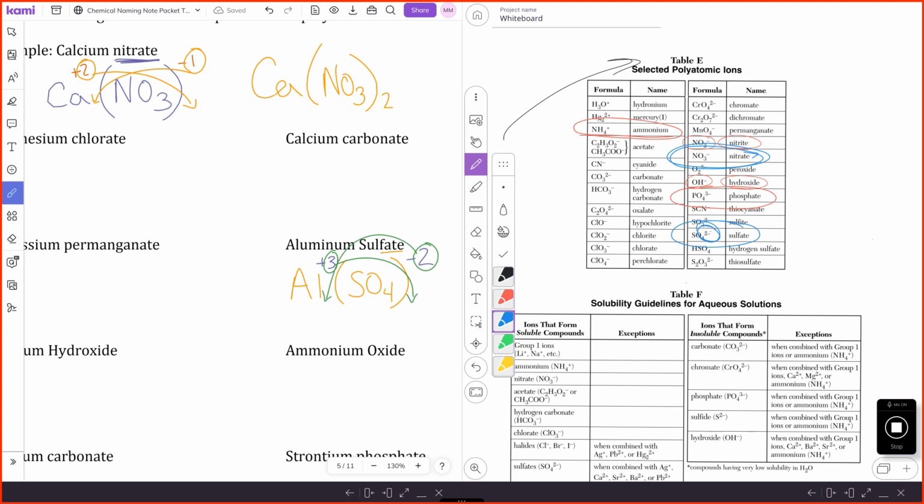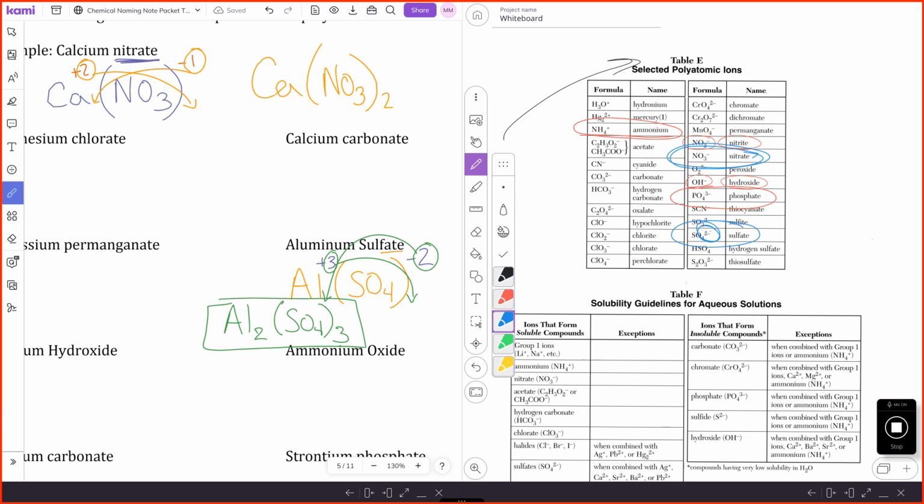And when we clean this up with writing in our subscripts, Al2(SO4)3. This would be the final answer for aluminum sulfate. And it's the only answer.